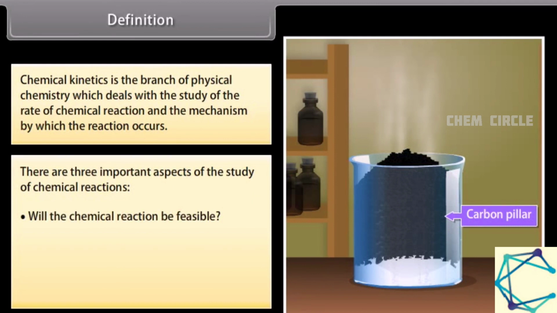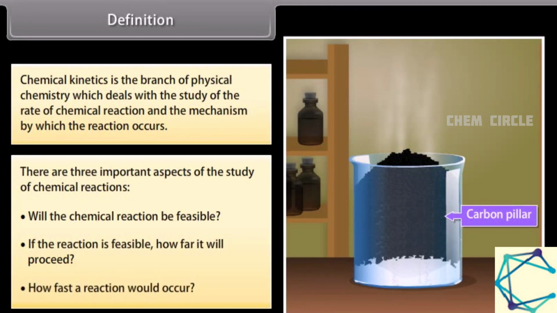Will the chemical reaction be feasible? If the reaction is feasible, how far will it proceed? How fast would a reaction occur?